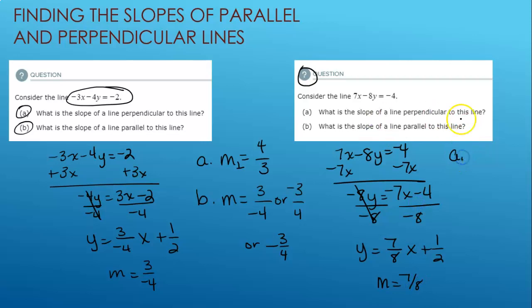So for A, it says, what is the slope of a line perpendicular? So that's the opposite reciprocal. I flip it and change the sign. Probably should have written that as m perpendicular there. The slope of a line parallel, we just keep the slope the same, so it should be 7/8.